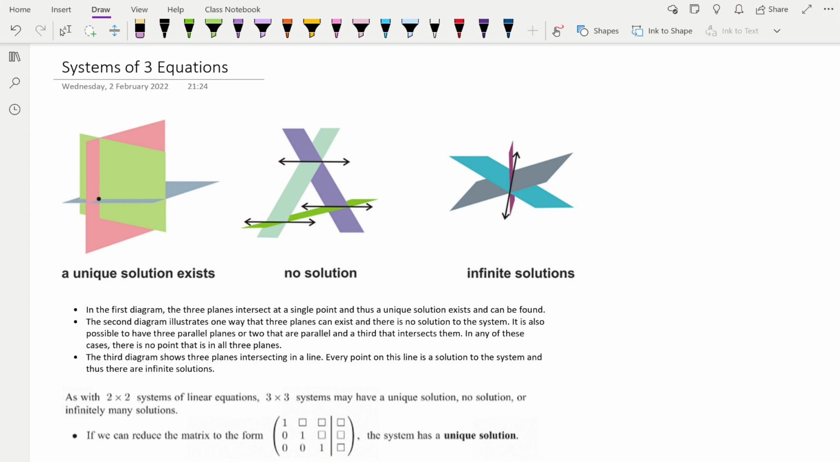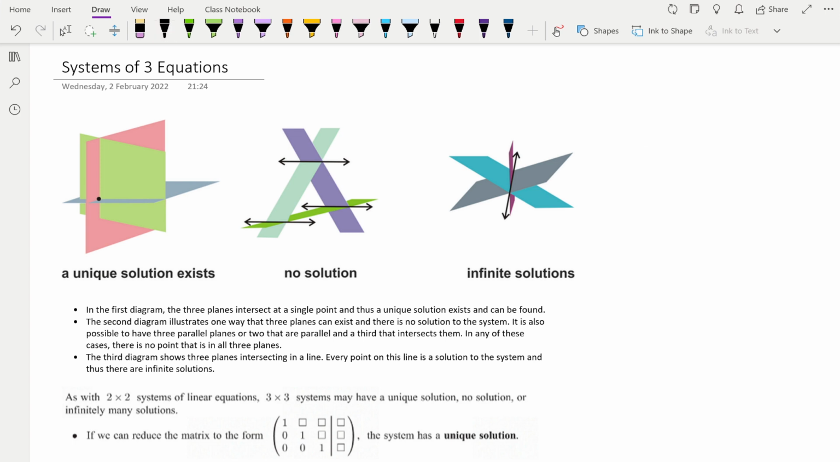There's no solution, like nowhere in all of space do these three different planes cross. Or infinite solutions where there's a single line. It's kind of hard to do 3 dimensions on a 2D space, but right here is the line where all three planes cross each other. It's sort of like if we were looking at a perfect cross section, the three planes look like this. And they're crossing right there, but that's a line, so it's going the whole way through.